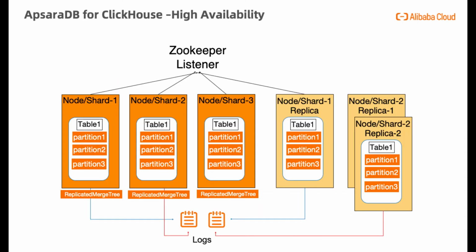And considering the high availability of service, ApsaraDB for ClickHouse provides multi-replica to ensure data security and allows concurrent query and insert. The replica supports read requests and can take over the service while the primary node shuts down. And once the replica takes over the service, the read and write can be synchronized as well.